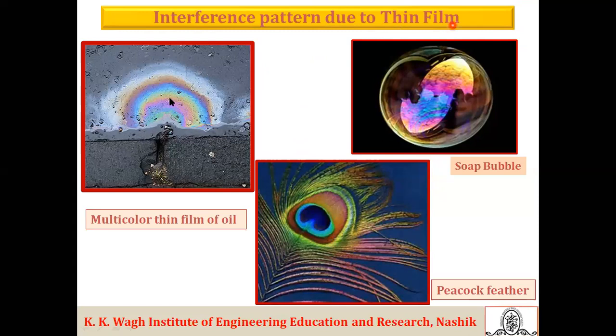Who functions as the thin film here? In the first case, the oil layer acts as a thin film. In the second case, the soap bubble itself acts as a thin film. On the peacock feather, an oxide layer is there, which acts as a thin film. Due to this thin film, we observe the magical colors and colorful pictures, and they are nothing but examples of interference in our real life.